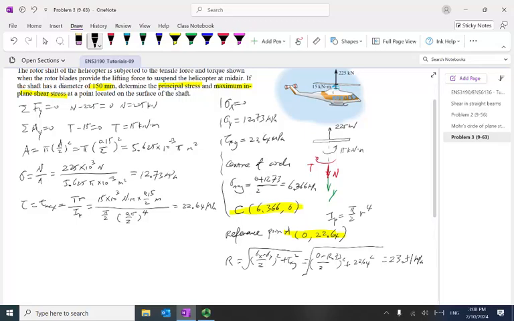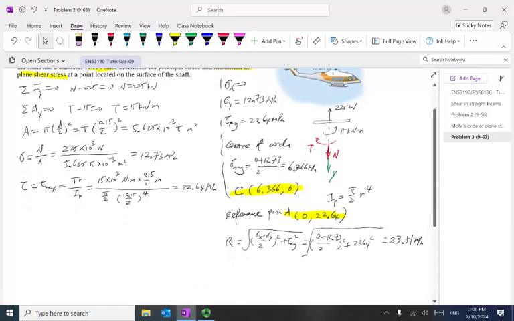So here you can see we get a center. We see the point, reference point A. We also get the radius. Then we can draw the Mohr circle. Okay? So I'm going to say we draw Mohr circle.